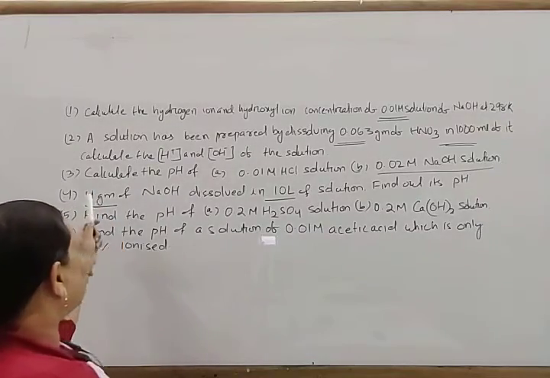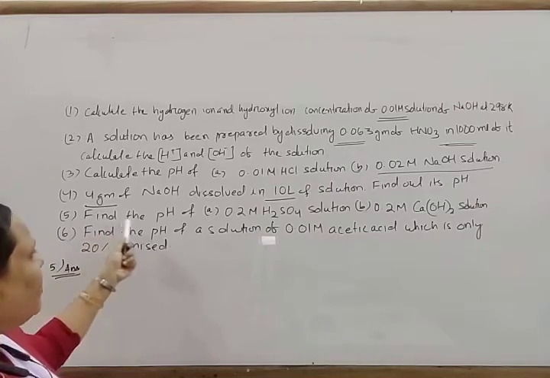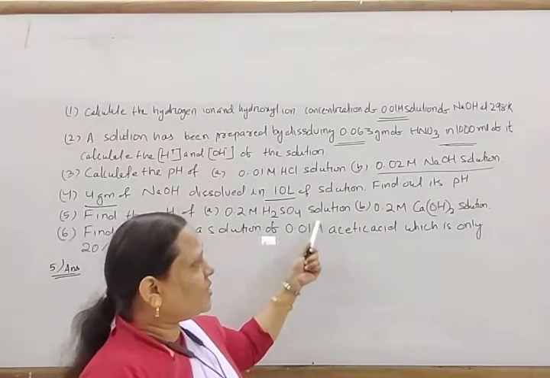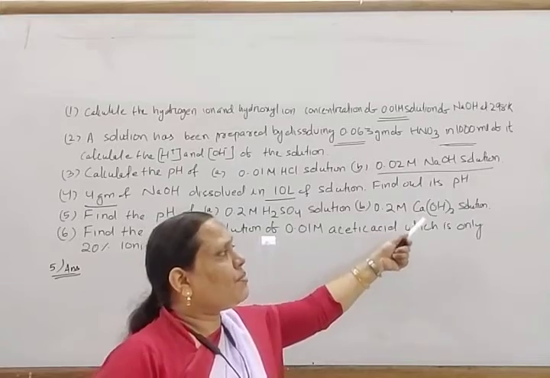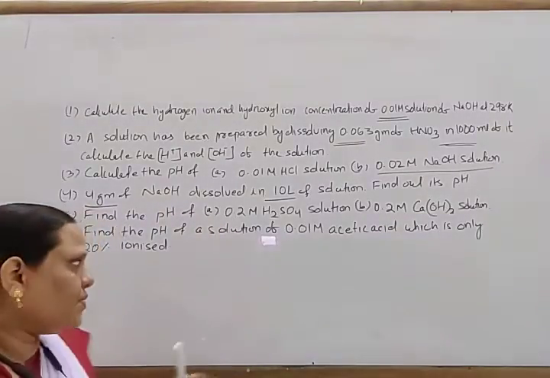Next come to question number 4. This is given 4 gram of sodium. Question number 5. Find the pH of 0.2 M sulfuric acid solution and 0.2 M calcium hydroxide solution, considering that these undergo complete dissociation.